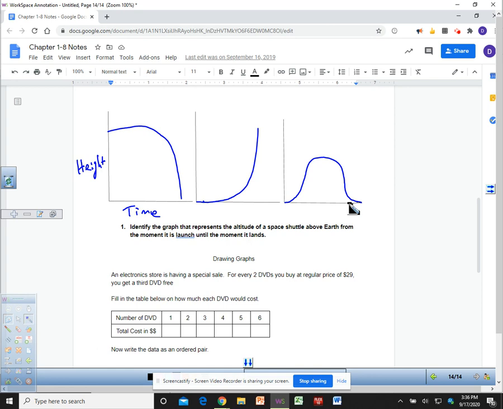If we're looking at these three, which one would say that we launched a space shuttle above Earth, and then it comes back down and lands? If we look at the height, our space shuttle started way up here, right? The space shuttle is supposed to start on the ground, so it can't be this one, because this one is launching it 100 feet in the air. This one starts on the ground and goes all the way up, but if you read the sentence, the moment it lands, this one doesn't show it landing. This one starts on the ground, is launched in the air, stays in the air for a while, and then comes back down to Earth, and then it's at ground level. So our best bet would be right here.